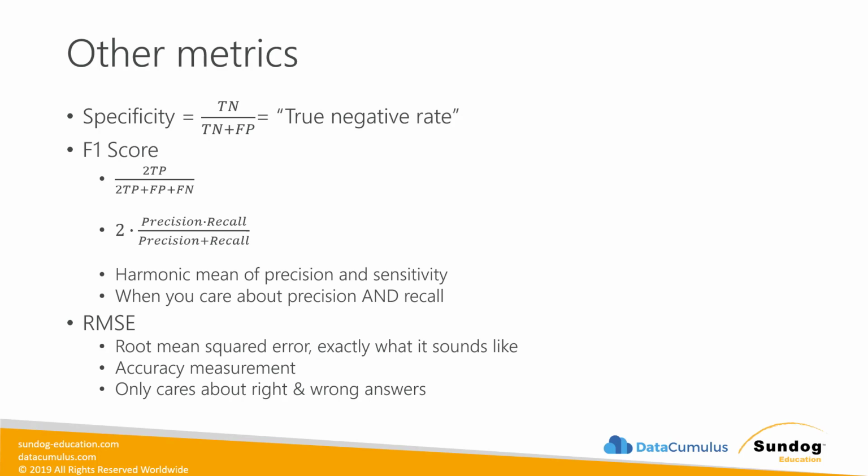You can also compute it as 2 times the precision times the recall over the precision plus the recall. Either way works. Mathematically, it is the harmonic mean of precision and sensitivity. So if you care about precision and recall, remember recall and sensitivity are the same thing, F1 score is a metric that balances the two. If you know that your model doesn't just care about accuracy alone and you want to capture both precision and recall, F1 score can be a way of doing that.